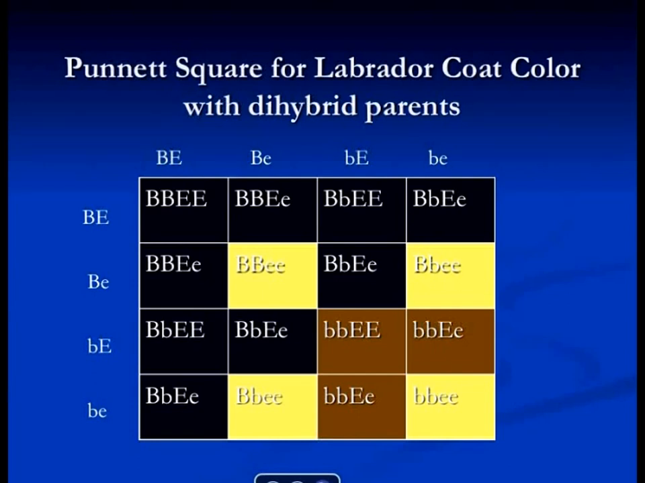Your Punnett square has 16 cells. It's very similar to the independent assortment one we did. The only main difference is that there are only 3 outcomes for this because of the regulatory gene. You can only have black, brown, and yellow instead of 4 outcomes for independent assortment. Remember the peas, the green, smooth, yellow, wrinkled.